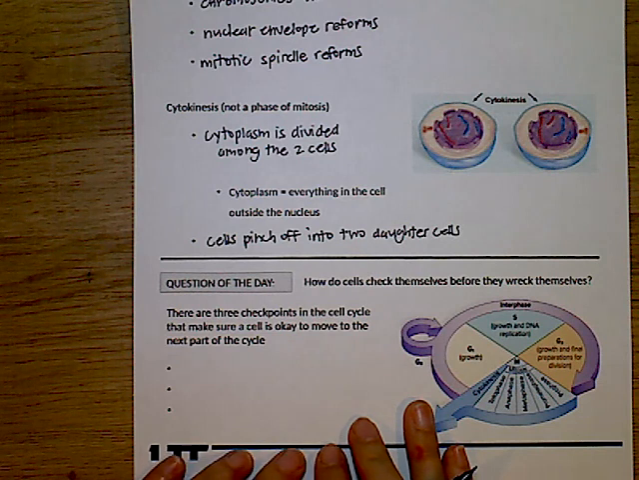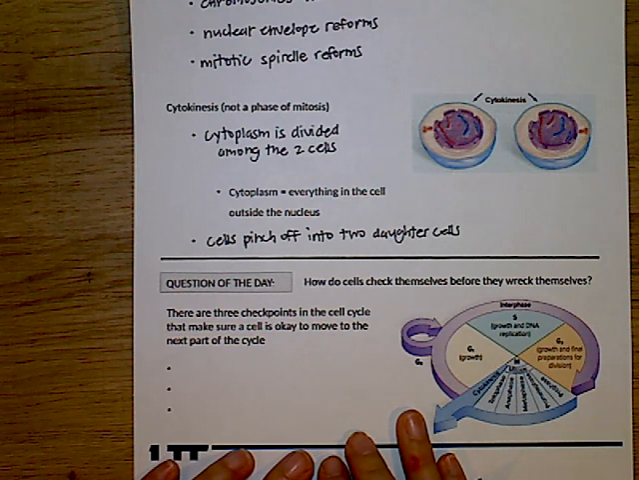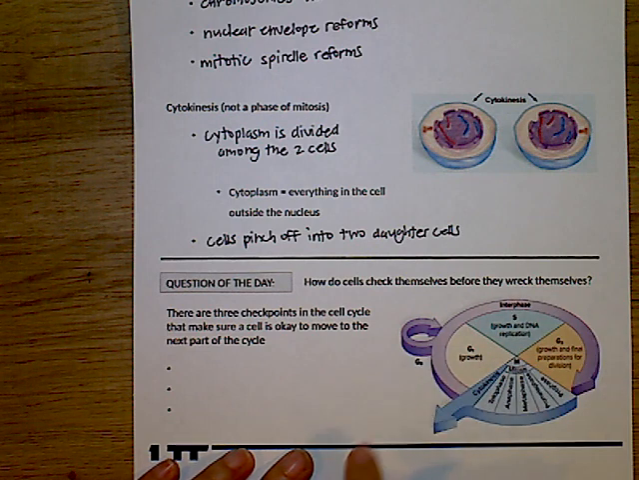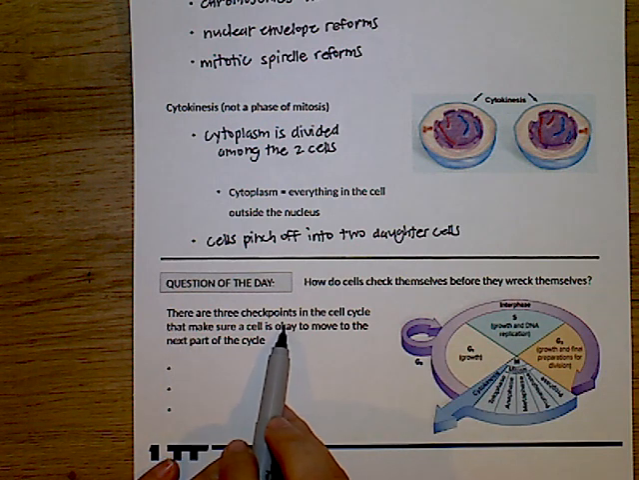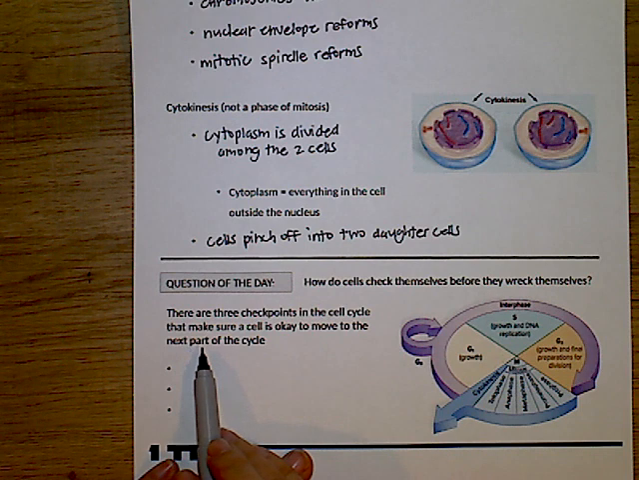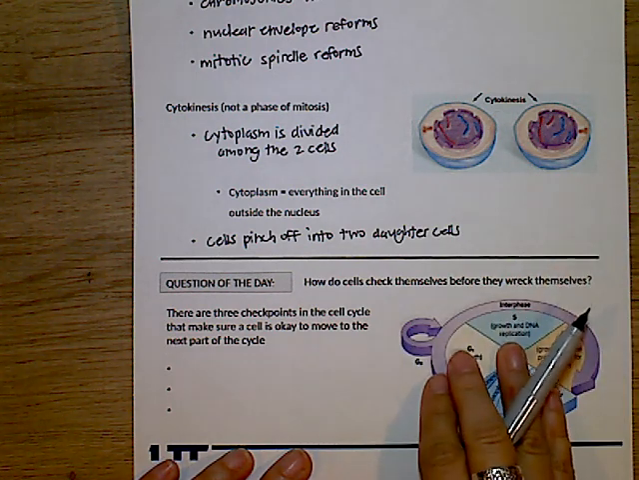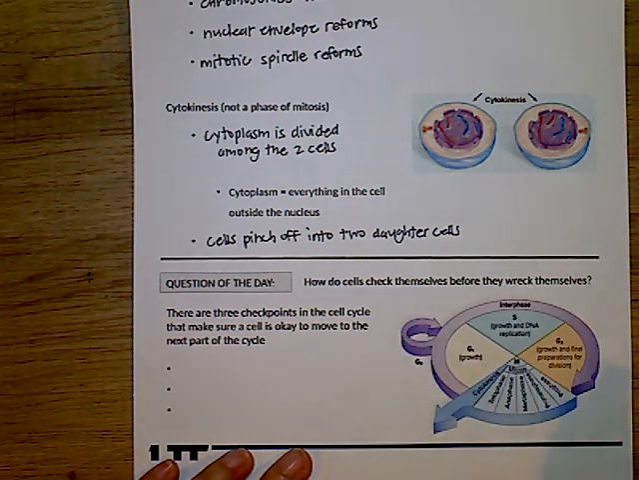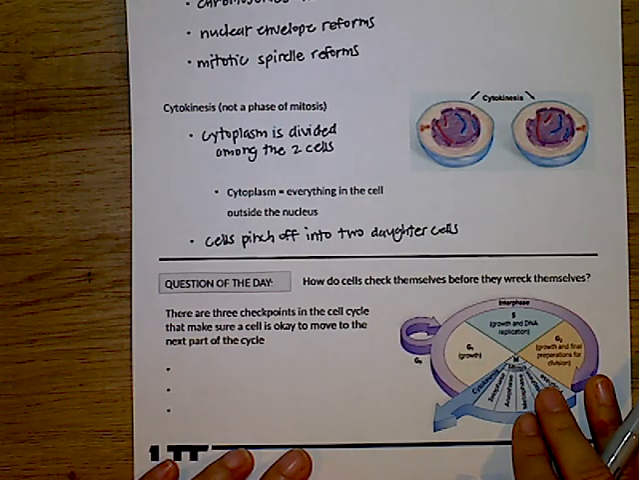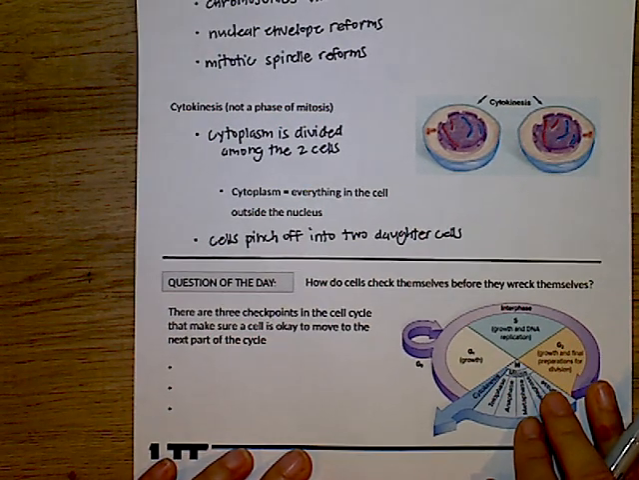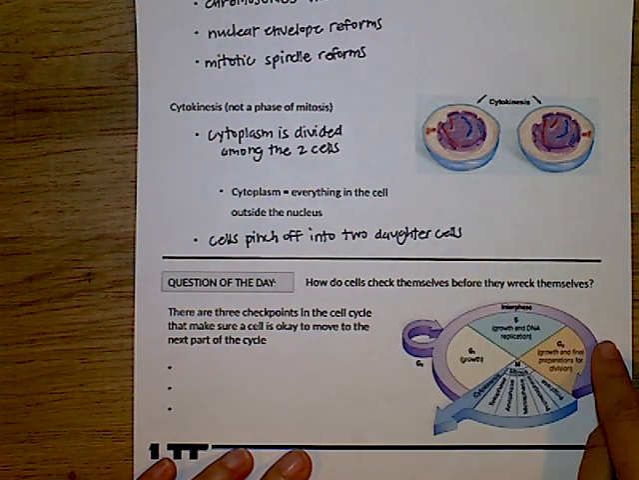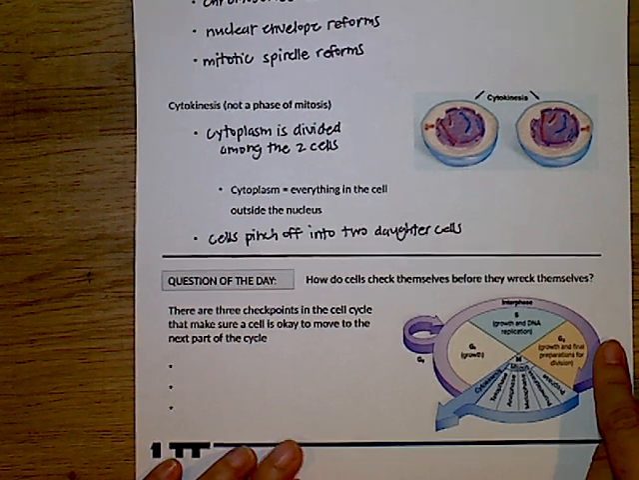And our question of the day: how do cells check themselves before they wreck themselves? So this brings us back to the cell cycle, and there are 3 checkpoints in the cycle. The cell will make sure a cell is okay to move on to the next part of the cycle. If everything is not going perfectly here in the cell cycle, something's wrong with the cell, maybe a mutation, the DNA didn't copy correctly, the cell's going to want to stop that because we don't want an abundance of abnormal cells that just continue to divide.